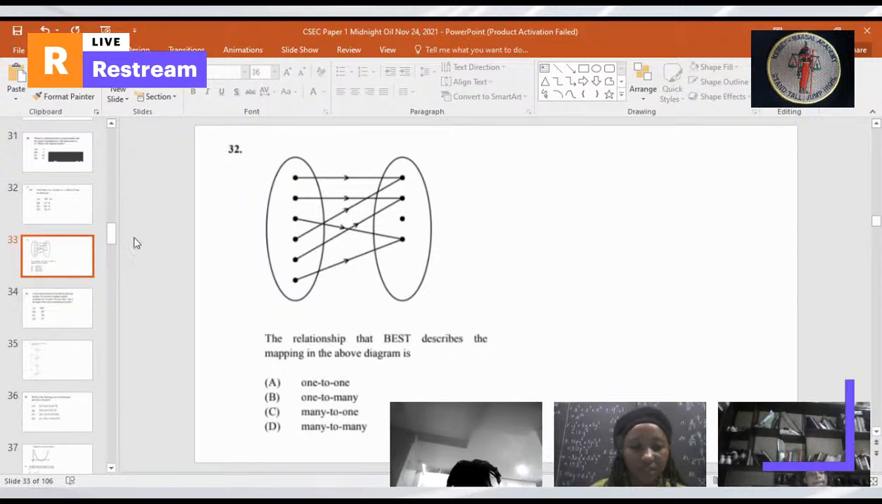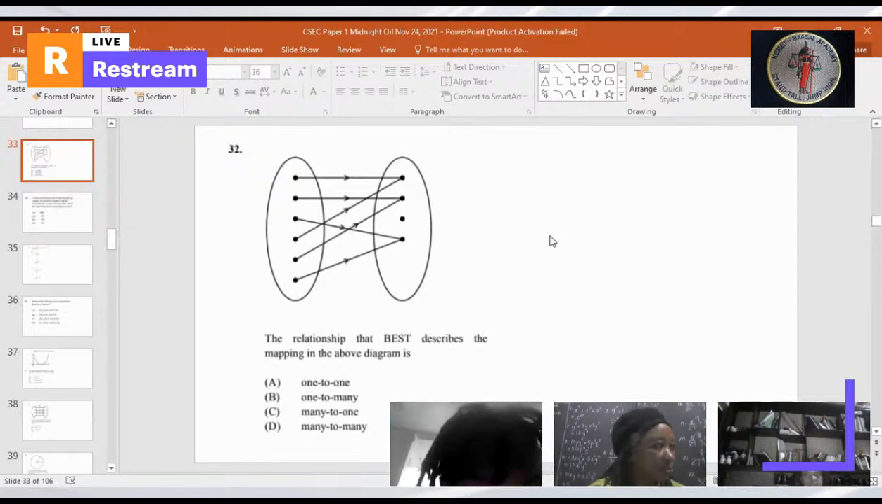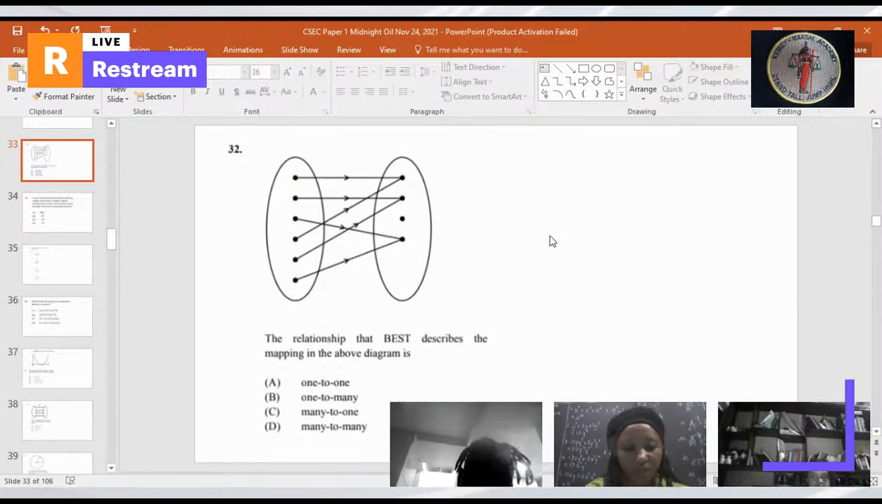All right, Trisha, number 32. The relationship that best describes the mapping in the above diagram is: one to one, one to many, many to one, many to many? Many to one. That's correct, because the x values, several of them are going to one y value.